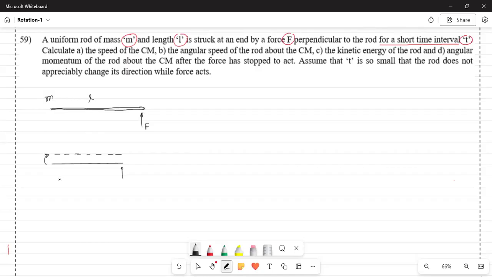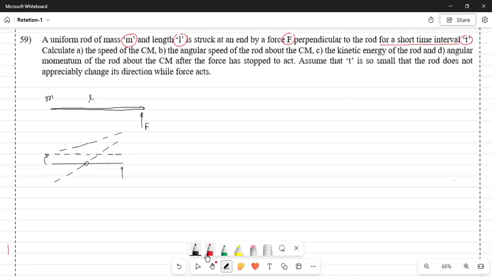Then, will the pencil rotate like this, taking its center as the axis? Our common sense says no. You can try it at your home. What will happen really? The pencil will have both translatory and rotating motion. That means the new position of the pencil may be something like this. It will move as well as it will rotate. So here also, this pencil will move as well as it will rotate.